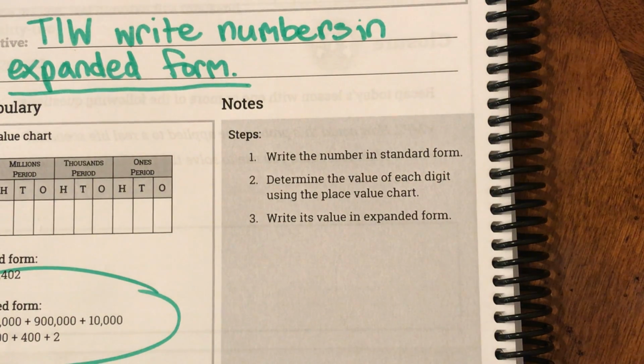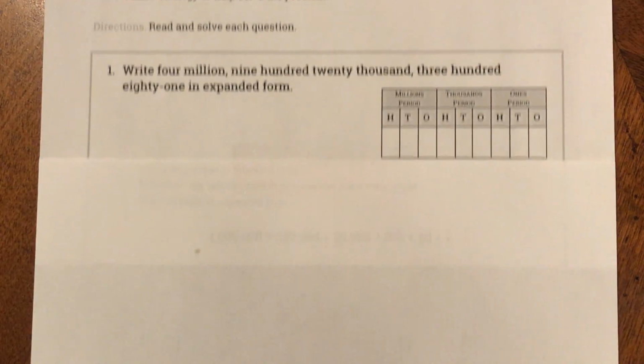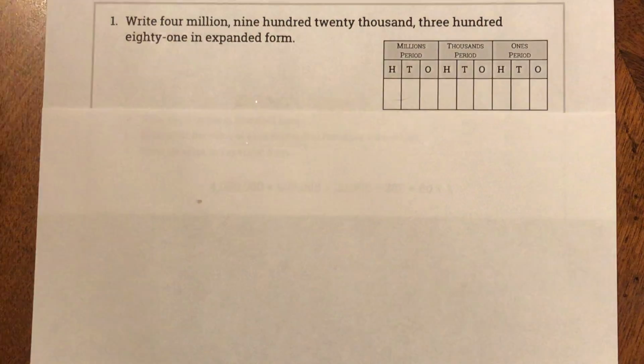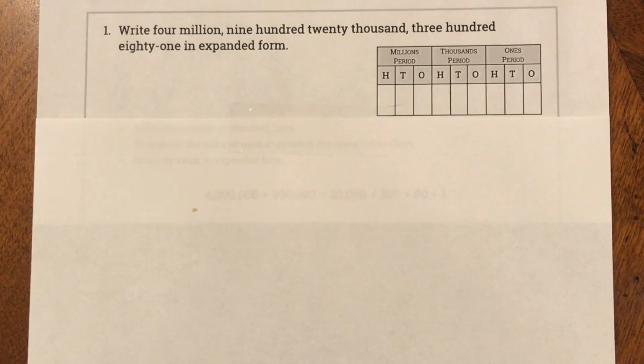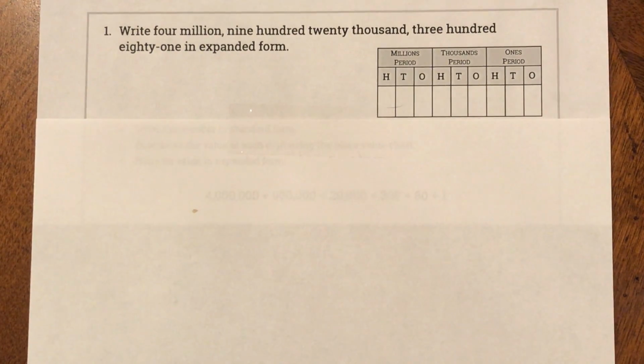Okay, so what does this actually look like? I'm going to get started with my red pen if you want to set your pencil down just to watch. Here is my first problem. It says, write 4,920,381 in expanded form. Okay, again, it's way too hard to deal with it when it's in word form, so I'm going to write that first in standard form.